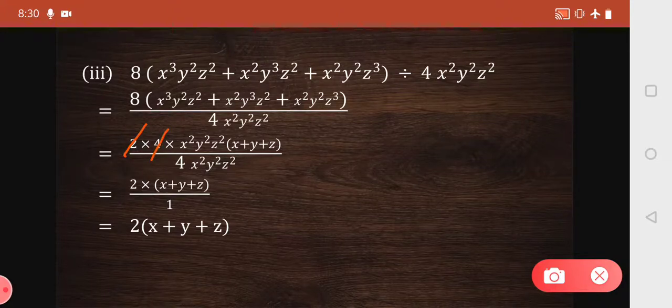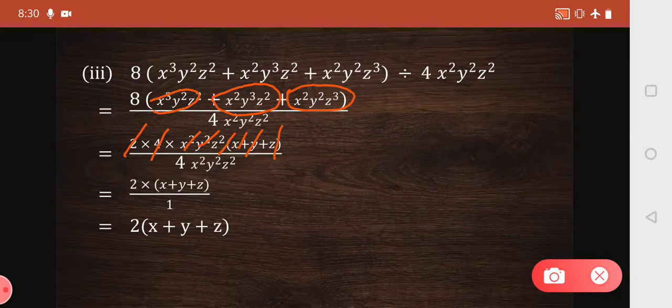Now from these three terms inside the bracket, we have taken out x square, y square, z square common, because all the three terms have this. We will be left with x in the first term. In the second term, taking out x square, y square, z square common, y will be left. And in the third term, taking out x square, y square, z square common, we will be left with z.